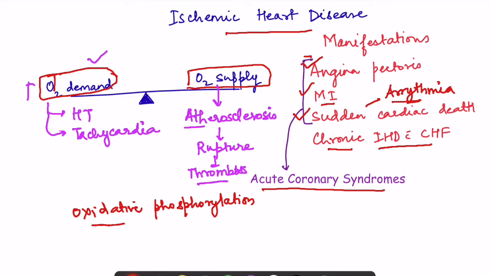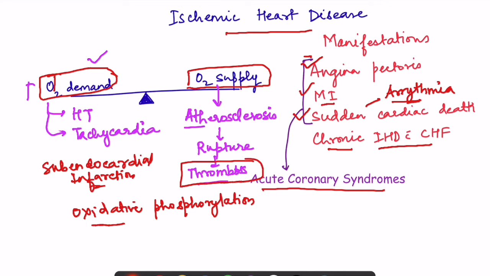So in these cases, mostly it leads to subendocardial infarction. Mostly if there is increase in oxygen demand and there is severe fixed atherosclerosis, generally it leads to subendocardial infarction. However, sudden occlusion of the coronary arteries because of atherosclerotic rupture and thrombus formation leads to transmural infarction. That means the whole thickness of the myocardial wall is involved. We will see later what is the difference between transmural and subendocardial infarction. Here I am trying to explain what can lead to myocardial infarction.